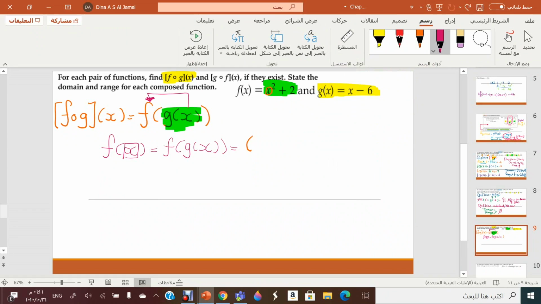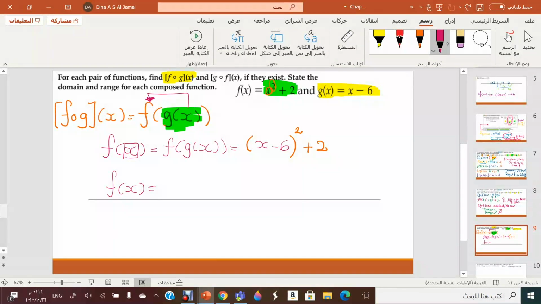So let's now focus on this. x minus 6. Oh, don't forget the square. And now put plus 2 as it is. Let's now simplify it further. So it will be the square of a difference.